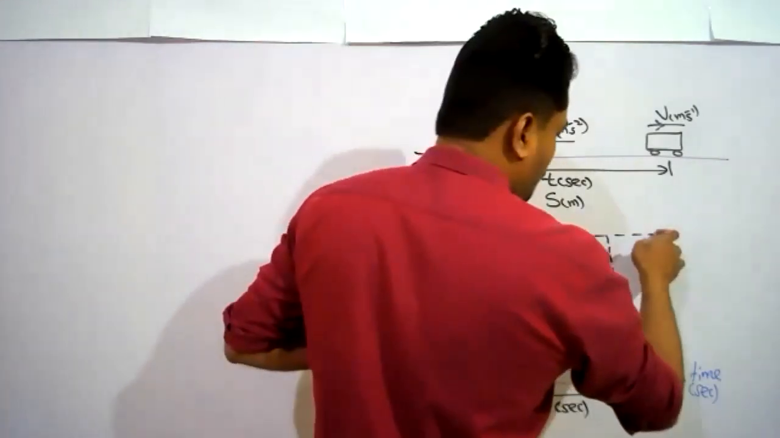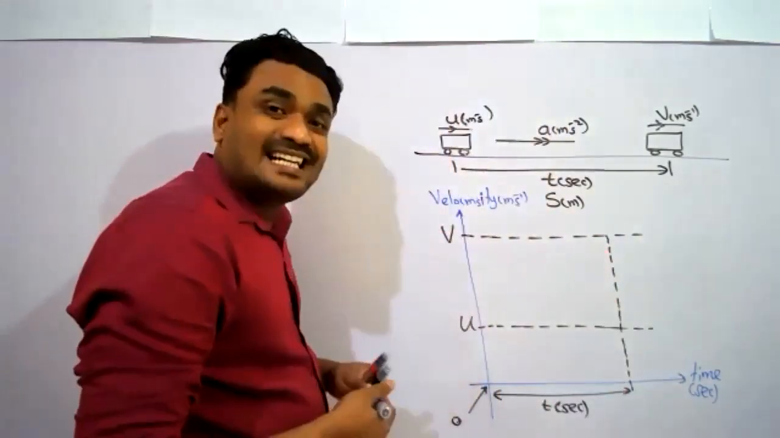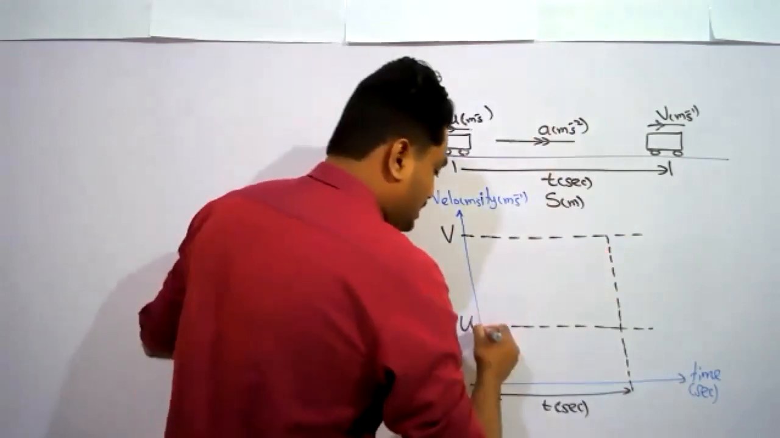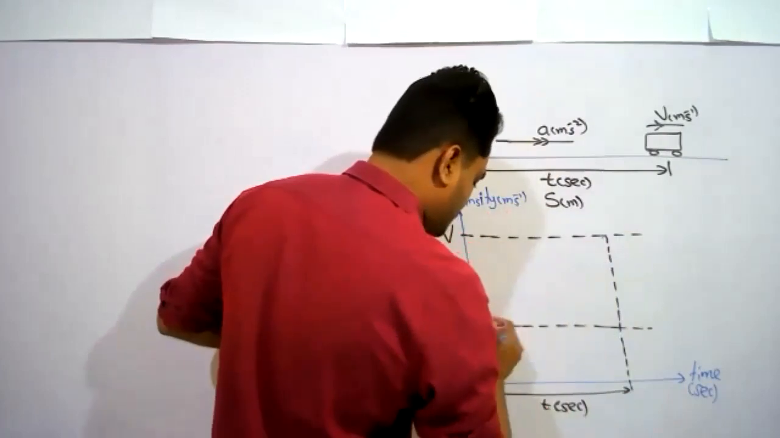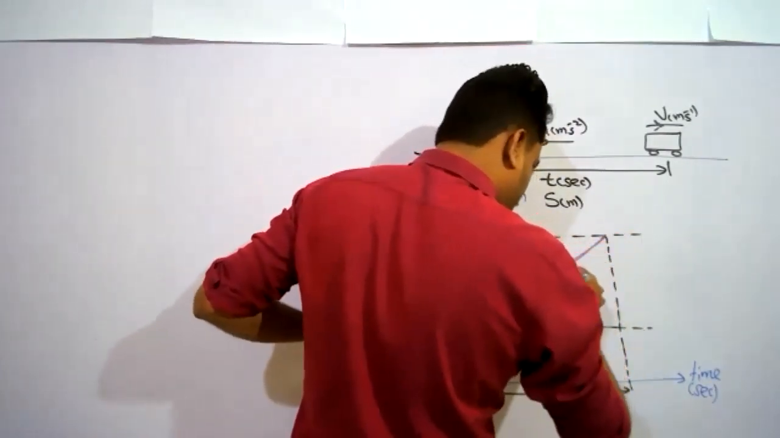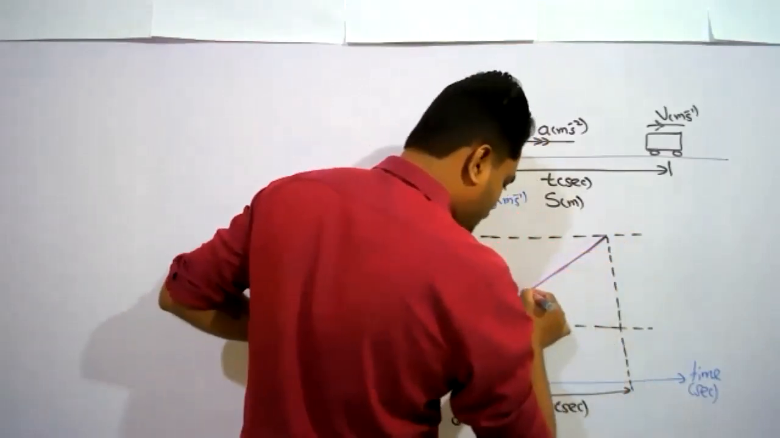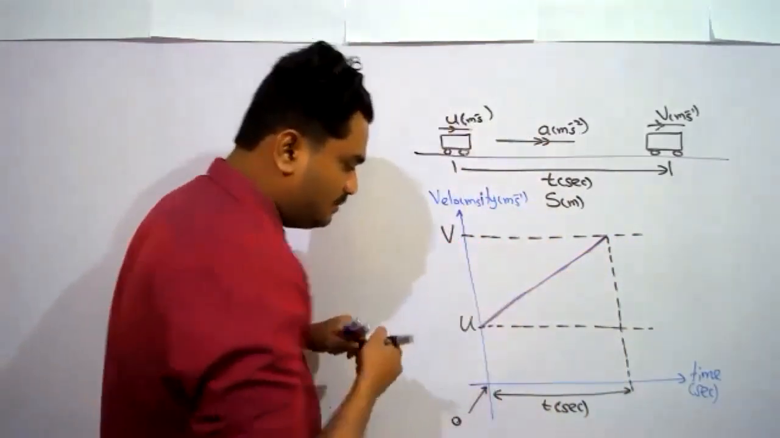Now look at the board. How do you represent acceleration? Acceleration is represented by a straight line. Velocity increases from u to v within t seconds. This is constant acceleration. So this is the velocity time graph, but please wait a minute.